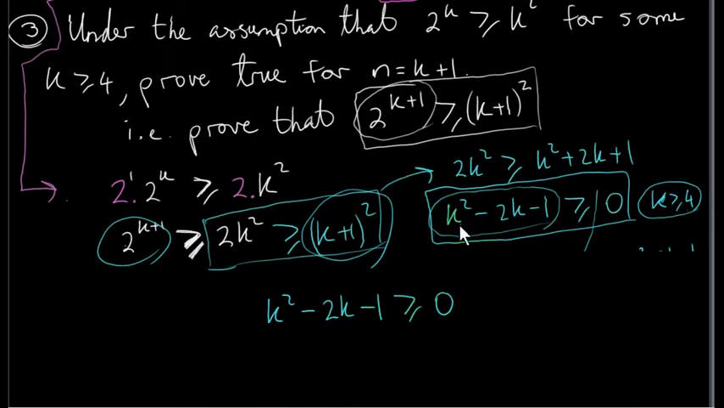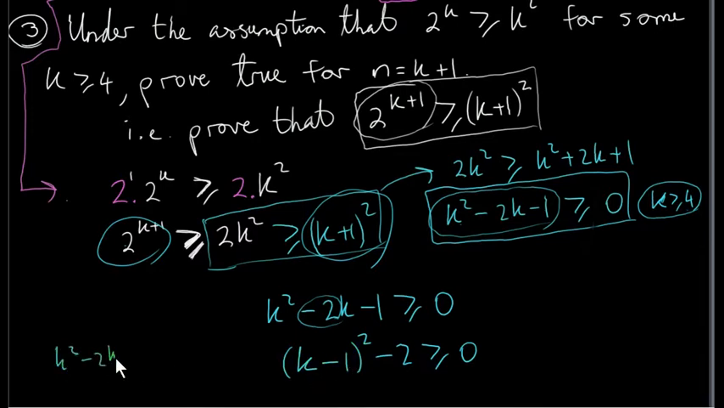Another way that you could prove this inequality for values of k greater than or equal to 4 is to write it in the following form. Basically what I did here was take the coefficient of k and half it. Half of minus 2 is minus 1. Now, if you square out k minus 1, you will get k squared minus 2k plus 1. So you need to subtract 2 if you're going to get k squared minus 2k minus 1. This procedure is known as completing the square.